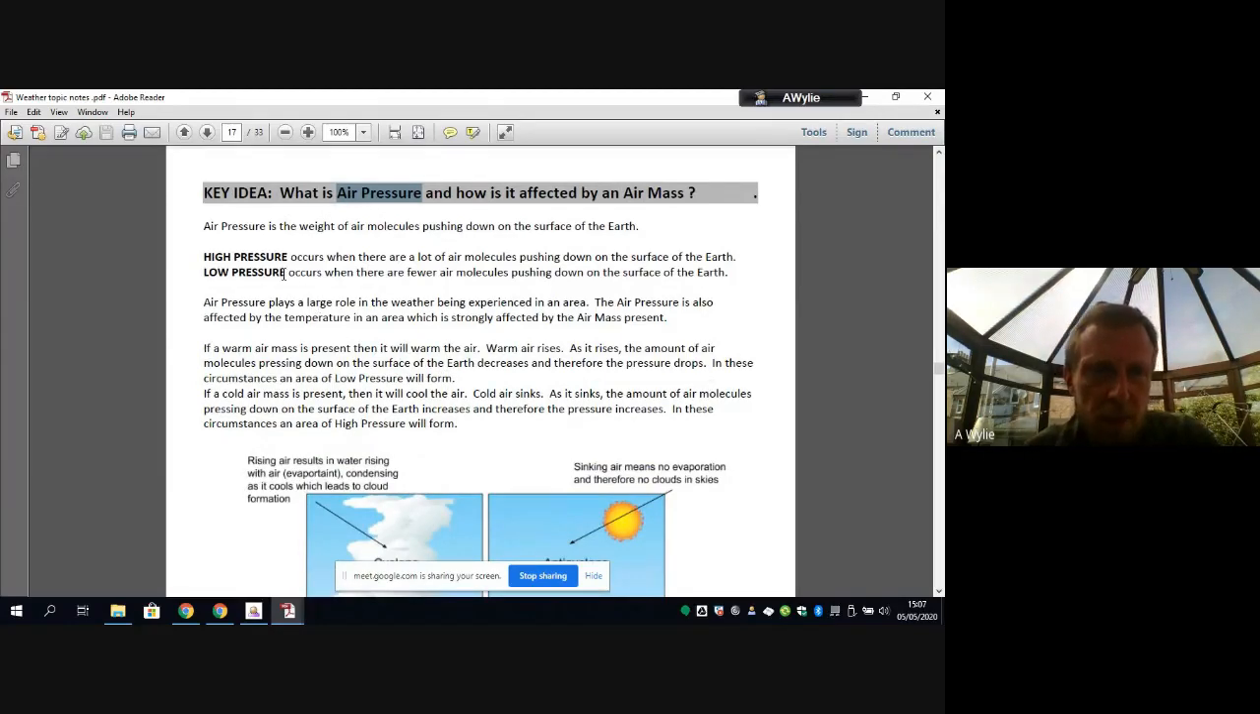Right, there are 2 types of air pressure. There is high pressure, and that's exactly what we've got sitting over Scotland right now. And there is low pressure.